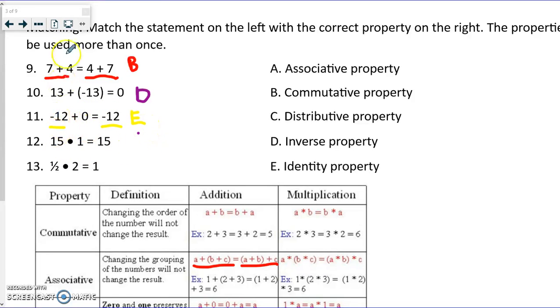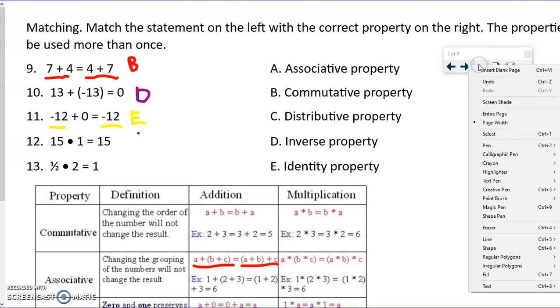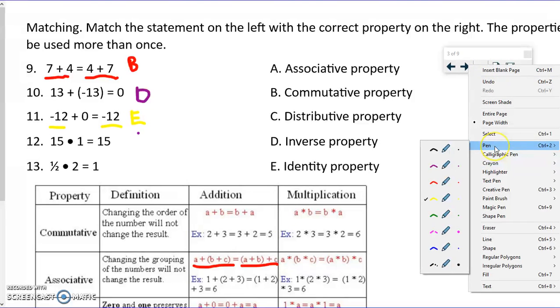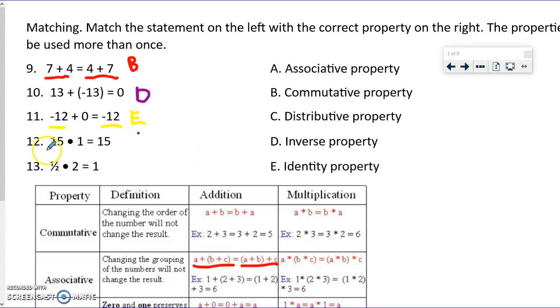And then 12 is actually the identity property for multiplication because, again, we started and ended with the same thing. We started with 15, we multiplied it by 1, which did not change anything. So that is identity. So we started and ended with the same thing again. So this also is identity.